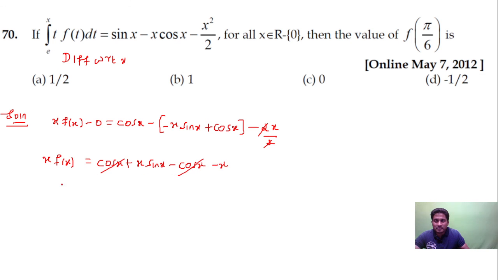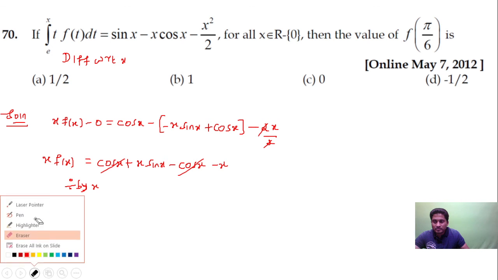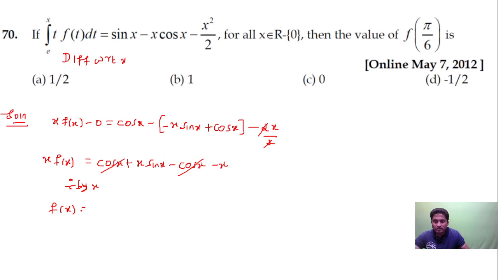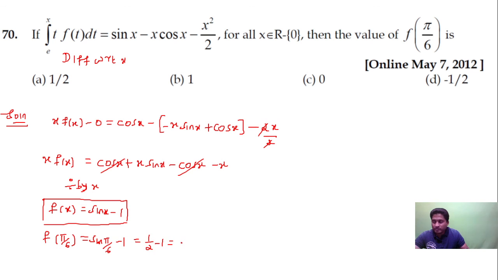Anyway, this will cancel. If I divide by x, you get f of x is equal to sin x minus 1. If you divide throughout by x, or take x common and cancel, this is f of x. f of pi by 6 will be equal to sin pi by 6 minus 1. Sin 30 is half, so 1 by 2 minus 1 will be equal to minus half. That's the last option, D. Thanks for watching, guys.